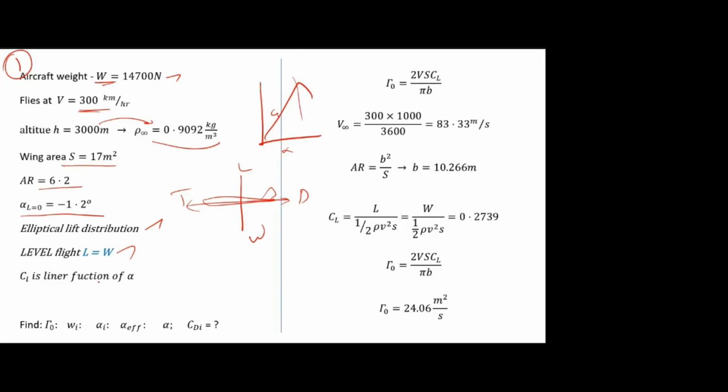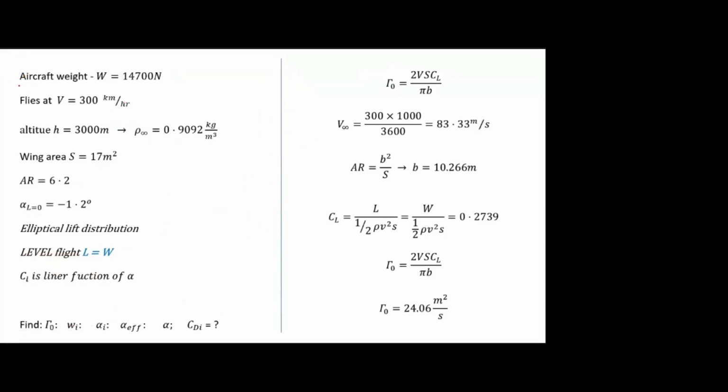So using this information, we have to find gamma naught, alpha W, alpha effective, alpha CDA, etc. Is that clear, this problem? These are all the given values. Using that, we have to find these parameters. Is that clear?